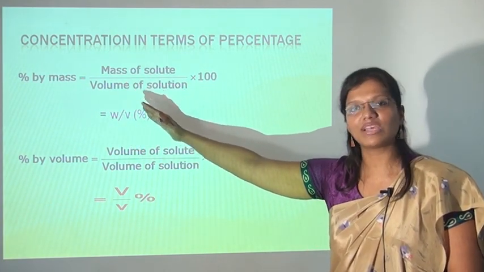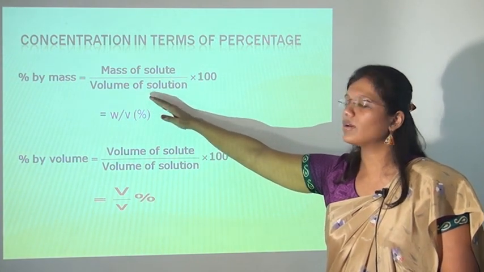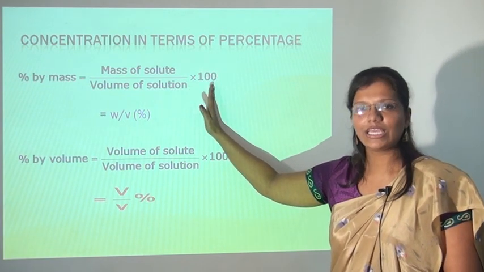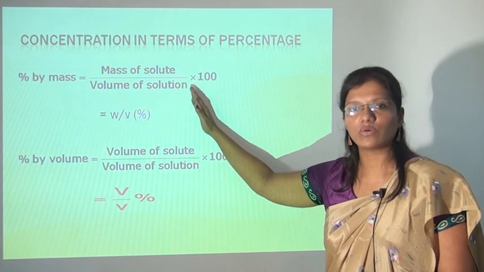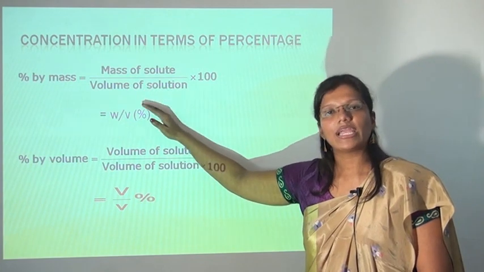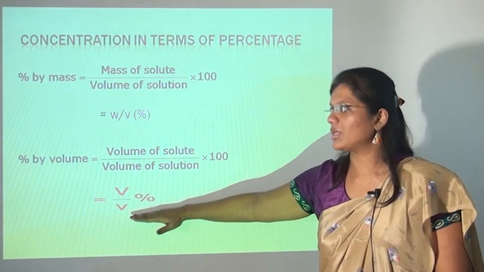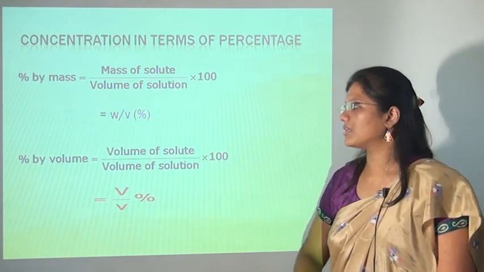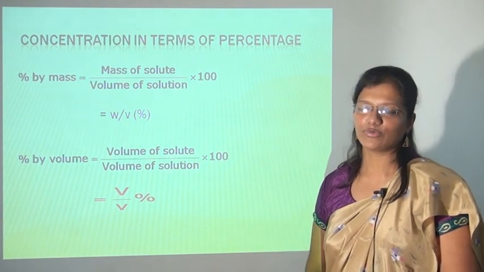It is also known as percentage by mass, equal to mass of solute divided by volume of solution into 100. You are taking percentage, therefore we are multiplying this whole term with 100. If you put these two values here, you get your percentage weight by volume. Next is volume by volume. When you are calculating percentage by volume, the formula is equal to volume of solute divided by volume of solution into 100.